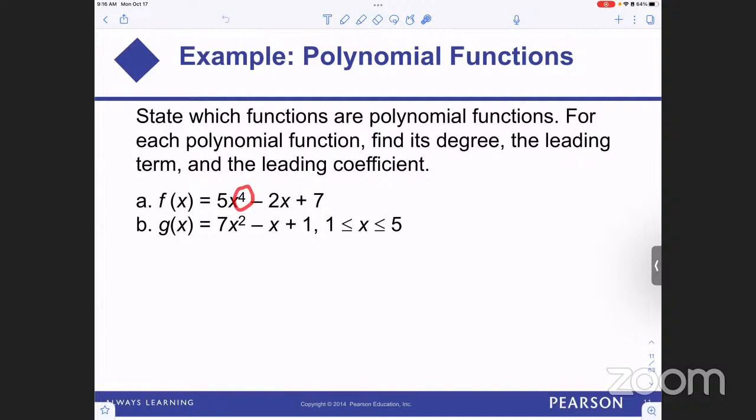What's the degree of this polynomial? 4. 4, right? So the degree of a polynomial is the highest exponent on any variable. What's the leading coefficient of this polynomial? 5, right? The leading coefficient is the number in front of the leading term. So what's the leading term? 5x to the 4th power. 5x to the 4, right? The leading term is the term with the highest exponent. Sometimes these are out of order. When you're working with a polynomial, it is a good idea to put it in descending power order, right? So the leading term is the term that has the highest exponent or the highest power. The leading coefficient is the number in front of the leading term.